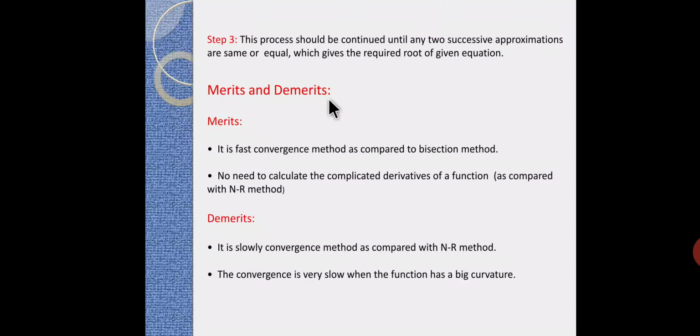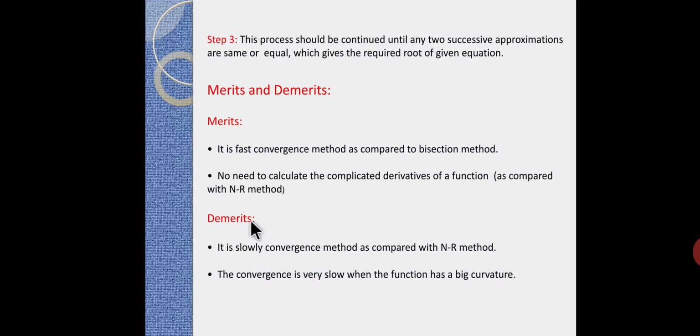Merits and demerits of regula falsi method. So merits, it is a fast convergence method as compared to the bisection method. We get fast convergence using the regula falsi method when compared with the bisection method. No need to calculate the complicated derivatives of a function using this method.